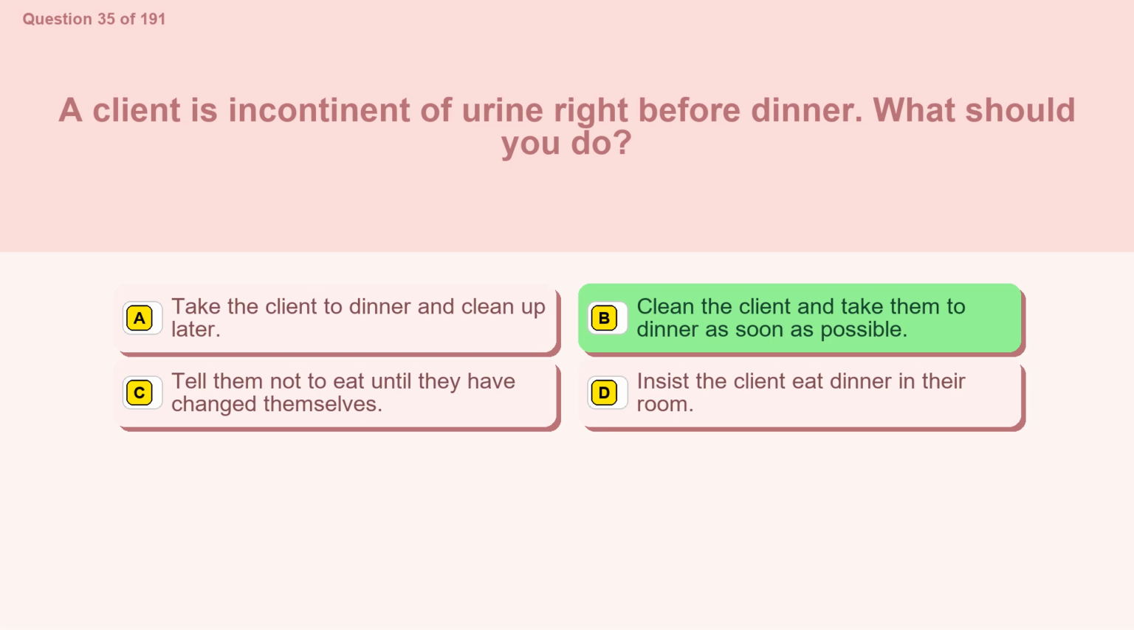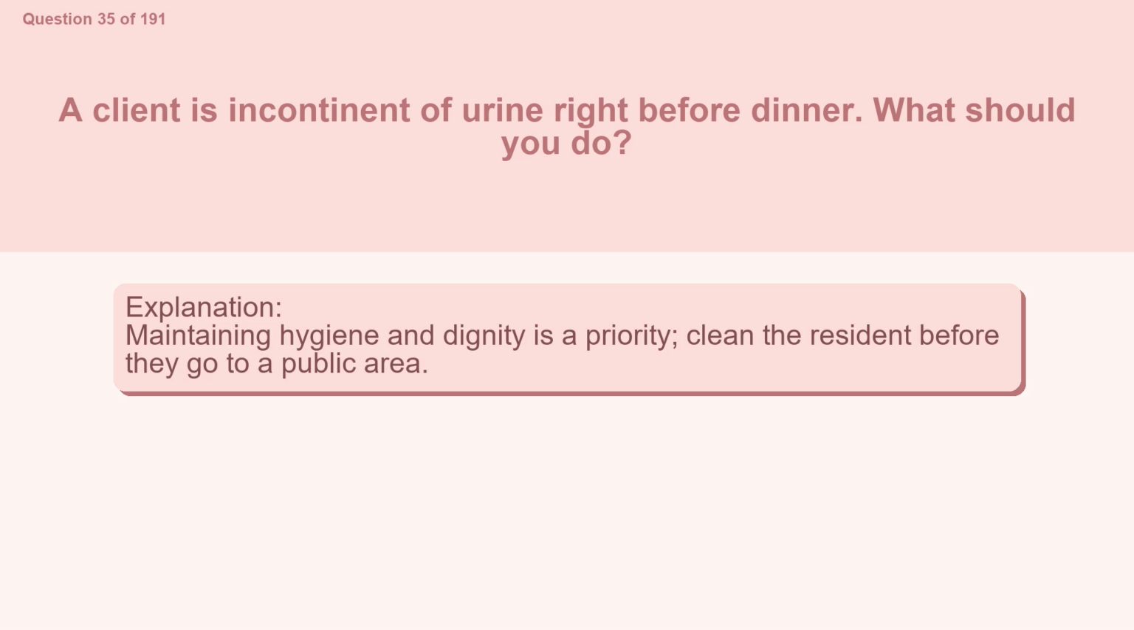The correct answer is option B. Clean the client and take them to dinner as soon as possible. Maintaining hygiene and dignity is a priority. Clean the resident before they go to a public area.